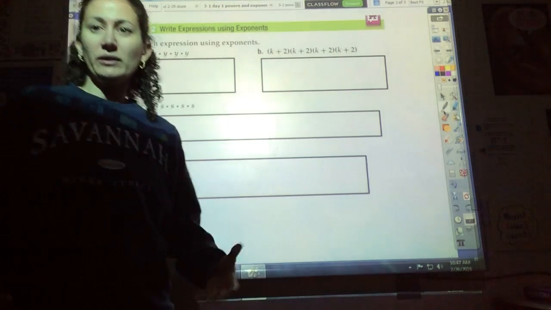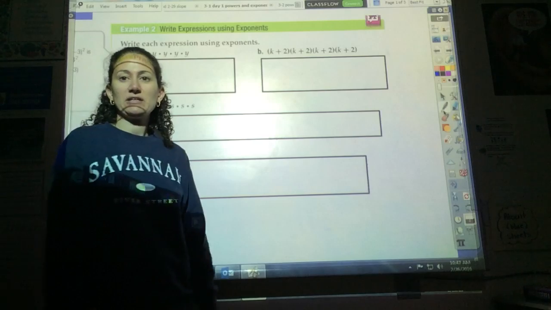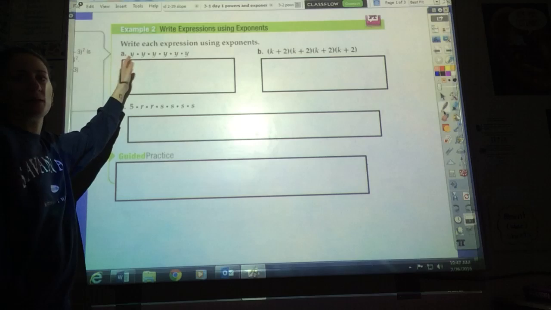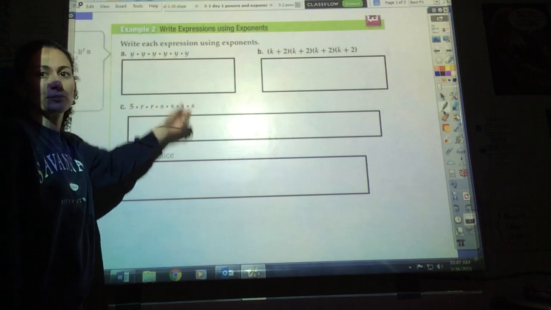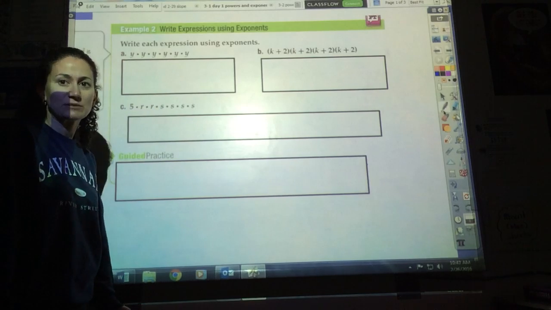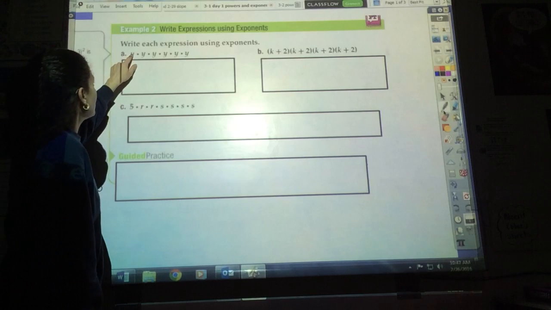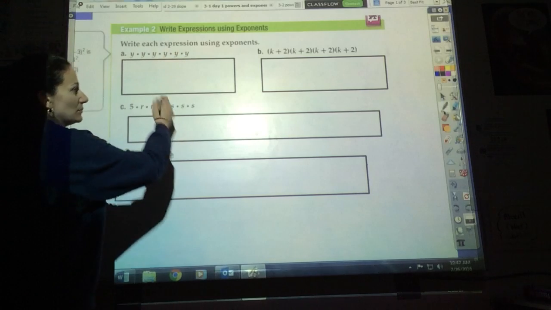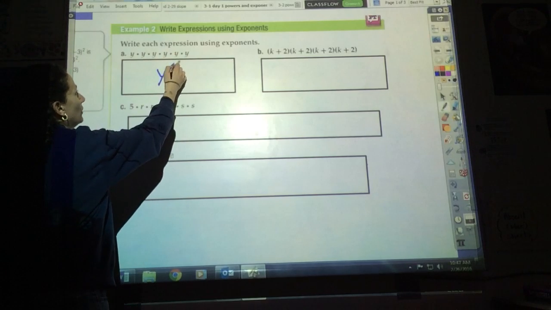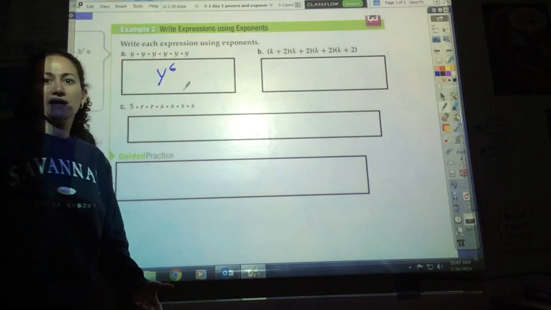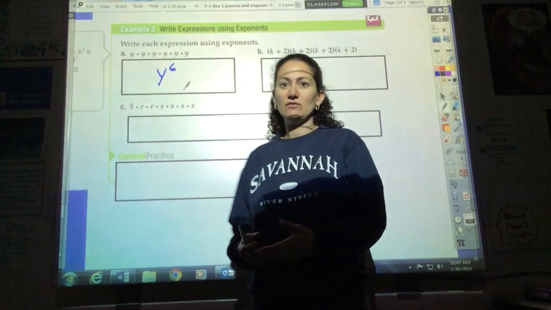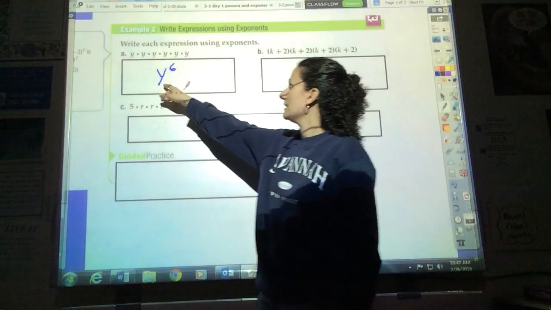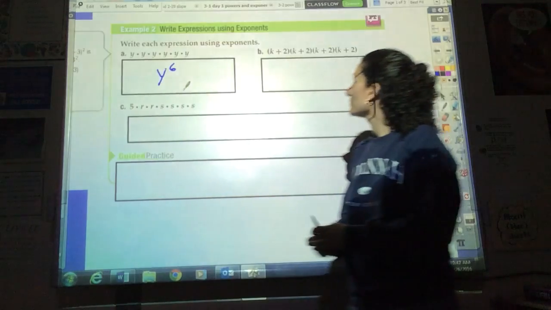Today I'm going to give you a very quick demonstration on how to write expressions using exponents. Here we see the factor y being multiplied by itself multiple times. We can show this using an exponent. We see here y 1, 2, 3, 4, 5, 6 times. We simply write this as y to the power of 6, a much faster way of showing y multiplied by itself that many times. The exponent tells you how many times to take the base and multiply it by itself.